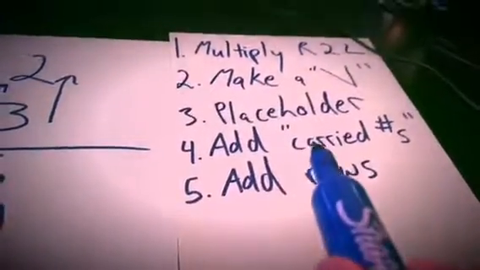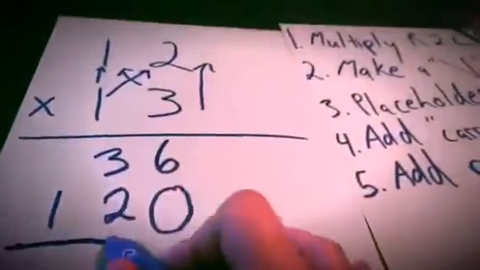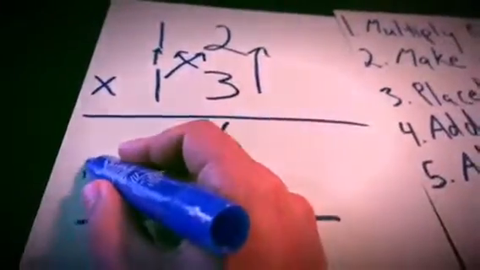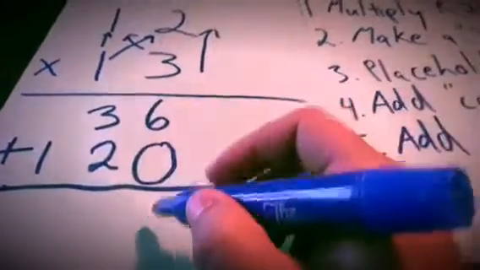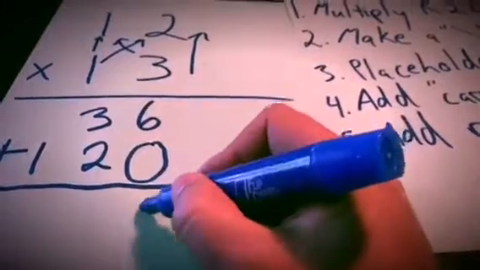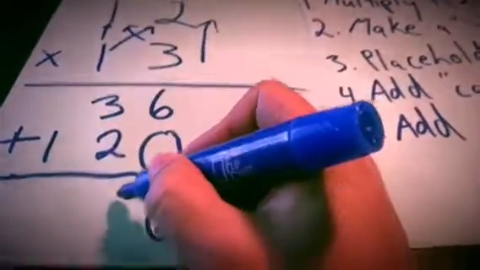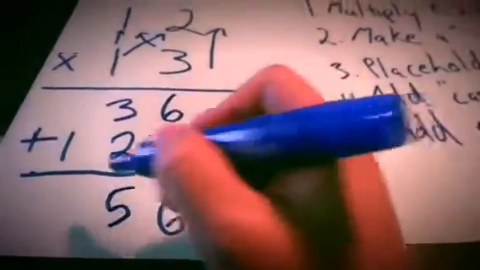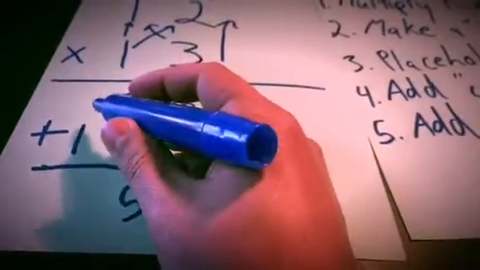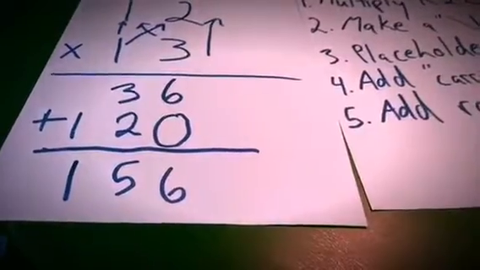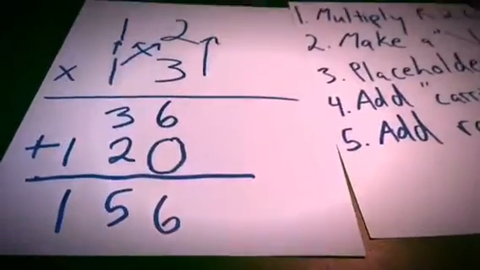is we are going to add the rows, okay? So it looks like this. These two numbers are going to be added. So we do 6 plus 0, which is 6, 3 plus 2, which is 5, and 1 plus nothing, which is 1. Okay, and you're left with 1, 5, 6. So that is your answer.